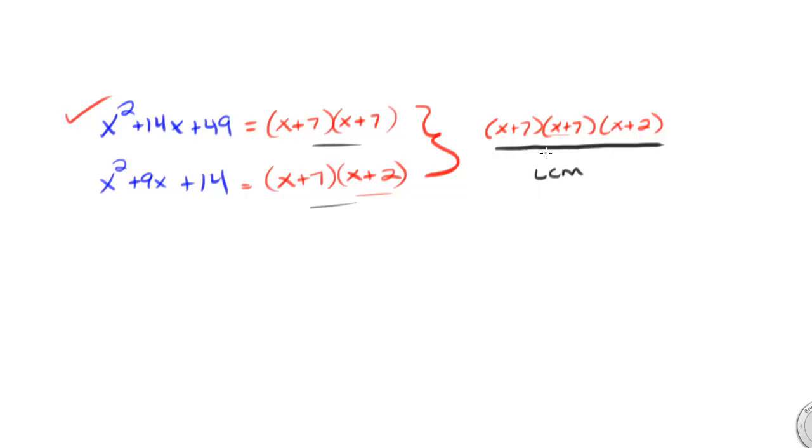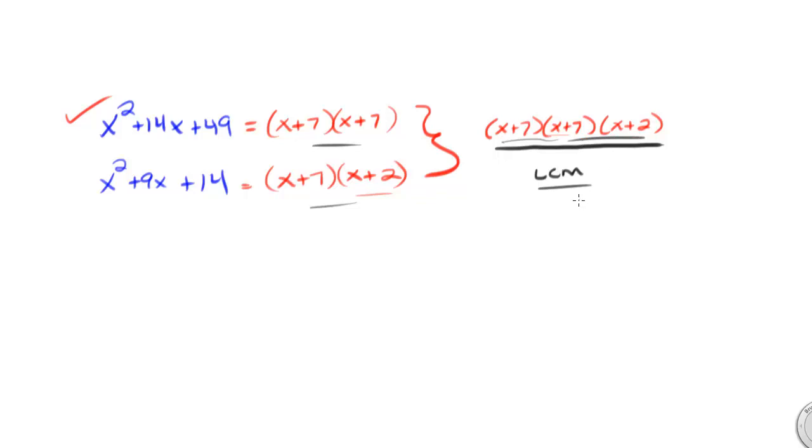This is a polynomial where, when I look at the factored form of the LCM and the factored forms of these two quadratics, I can find those two quadratics here. For instance, that first quadratic is right here, x plus 7 times x plus 7. The second quadratic is right here, x plus 7 times x plus 2.